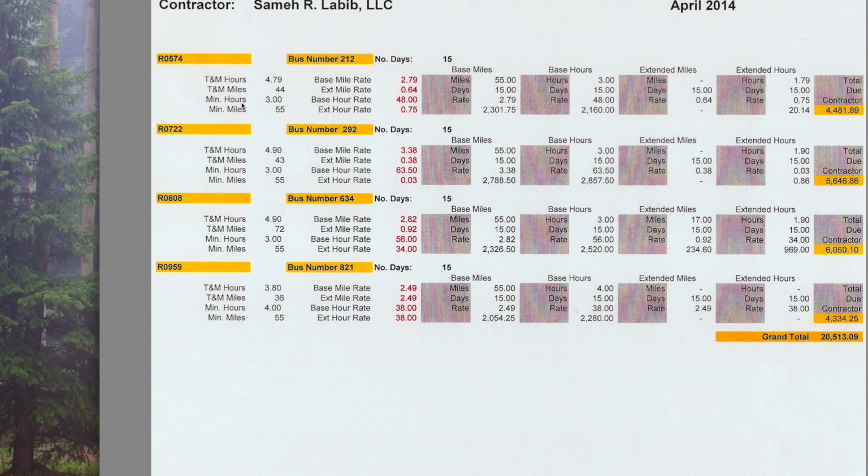this route, when I bid on it, the minimum hours was 3 hours and the minimum miles was 55. Okay? On my routes, that's the same except for the last one, which is R0959, where the minimum hours was 4 hours and the minimum miles was 55. So they had switched the minimum hours from 3 to 4. Okay. So go through each route, make sure that the hours and the miles is the same as it was in the previous month. Okay?